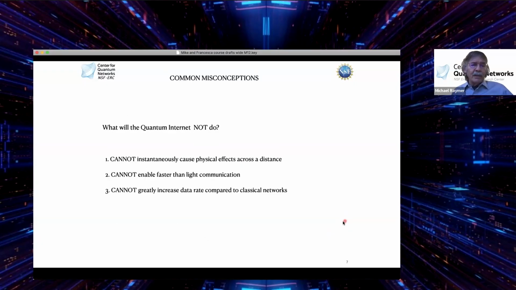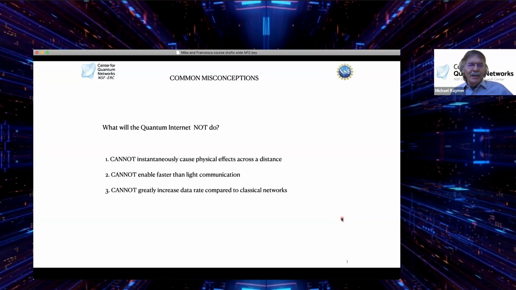Okay, common misconceptions. The quantum internet will not be able to instantaneously cause an effect across a large distance, and will not be able to enable faster than light communication, unlike in most science fiction movies in which they break these rules.